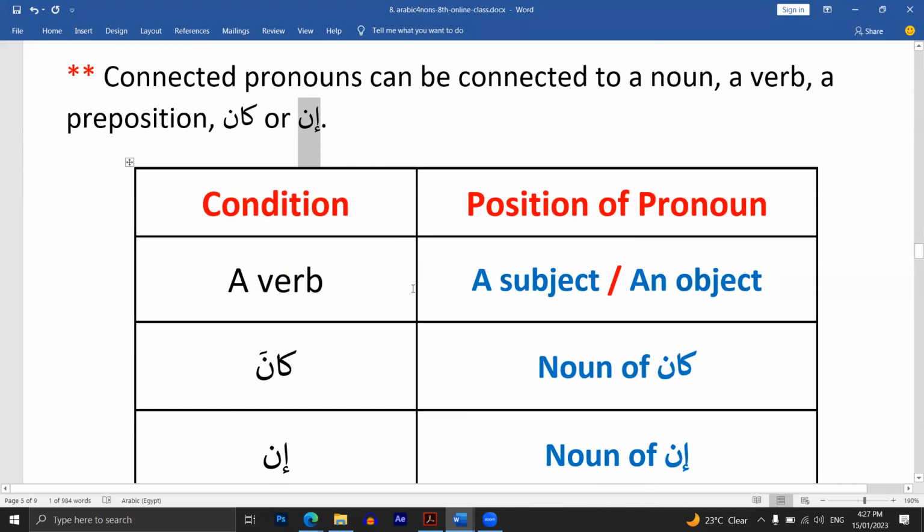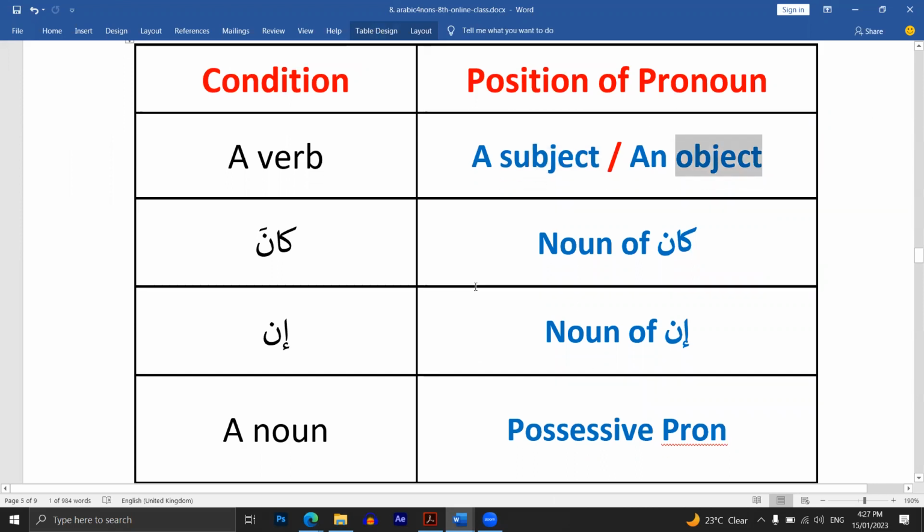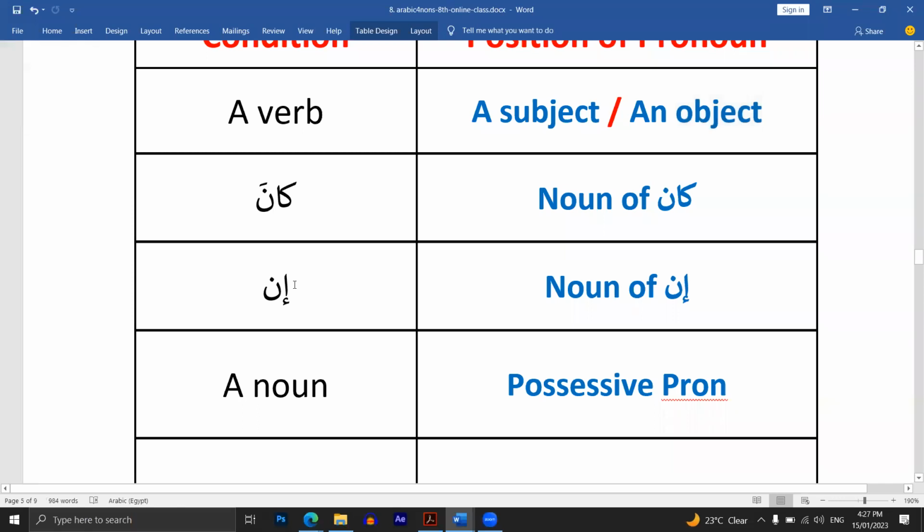Let's see the cases in which we will see a connected pronoun. If we see a pronoun connected to a verb, this specific pronoun will be either subject or object. If the pronoun is connected to كان, it will be directly the noun of كان. Despite كان being a verb, we cannot treat it like a normal verb, because a normal verb requires a subject and object. But كان requires two nouns, or two things: a subject and a predicate.